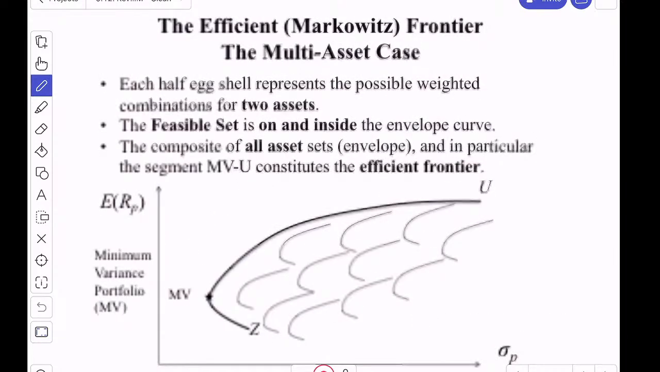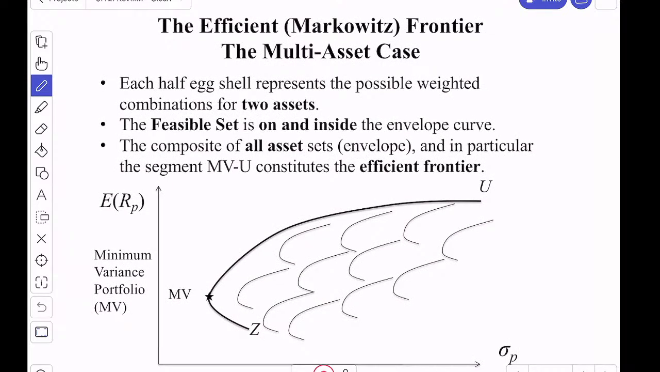Okay, so what we're going to do next is combine more than two assets in a portfolio. So here we have just two, and it creates this eggshell type set of possible combinations for two assets, possible weighted combinations of two assets. And I can consider another set of two at the same time, and another set of two, and another set of two. This is actually multi-dimensional.